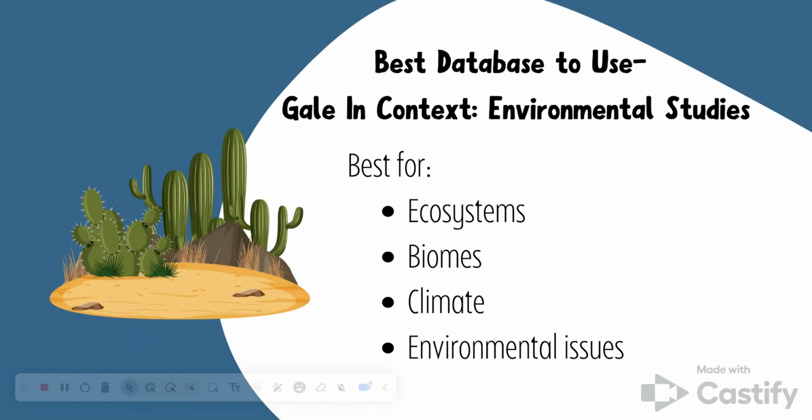The database we will be using today is called Gale in Context Environmental Studies. This database is especially helpful for environmental systems students because it focuses on topics like ecosystems, climate, wildlife, environmental issues, and biomes. One of the most helpful features in this database is something called a topic page. Topic pages gather information, articles, images, videos, and other resources about one specific subject. So, if you search for a biome like a tropical rainforest or tundra, you will get a page that organizes reliable resources all in one place.